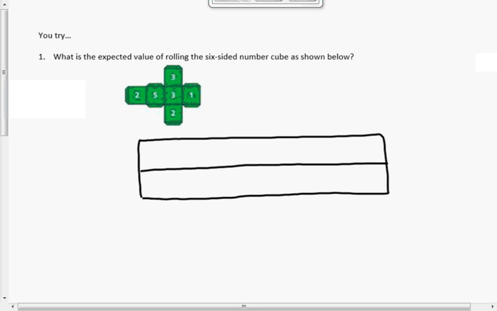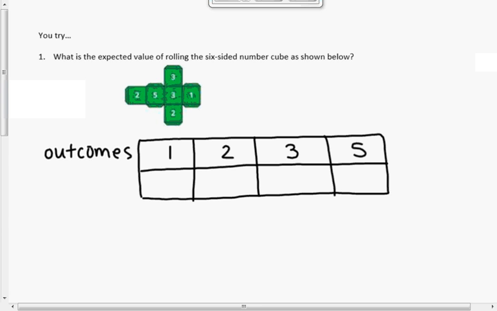My top row is going to have the outcomes that could happen. So what outcomes could happen? What number could I land on by rolling this cube? I can land on a 1, I can land on a 2, a 3, or a 5. Apparently somebody didn't like 4, and so it's not included in the cube.